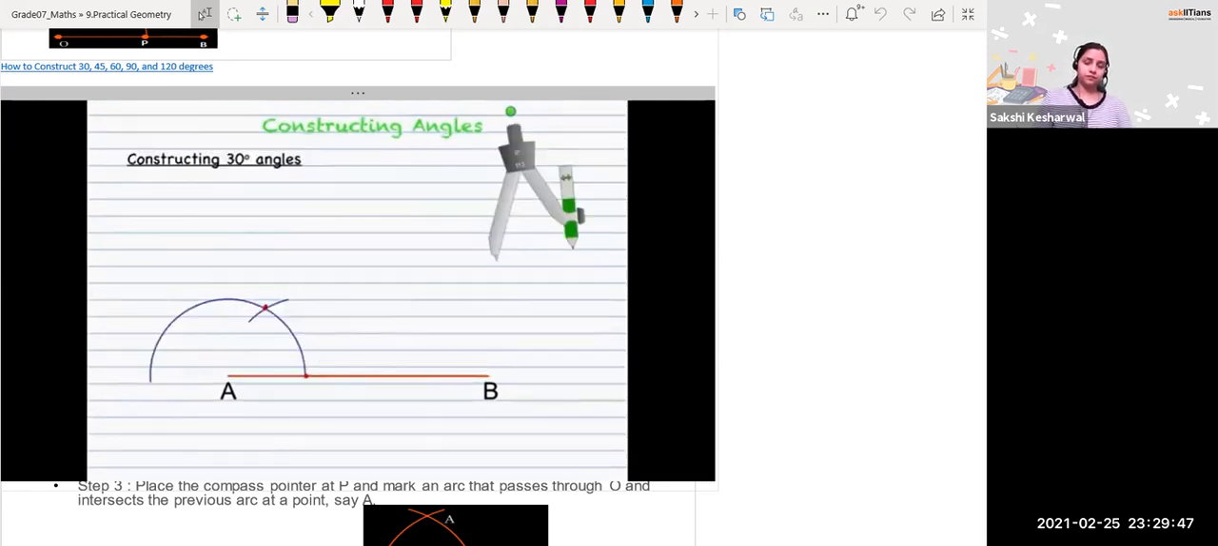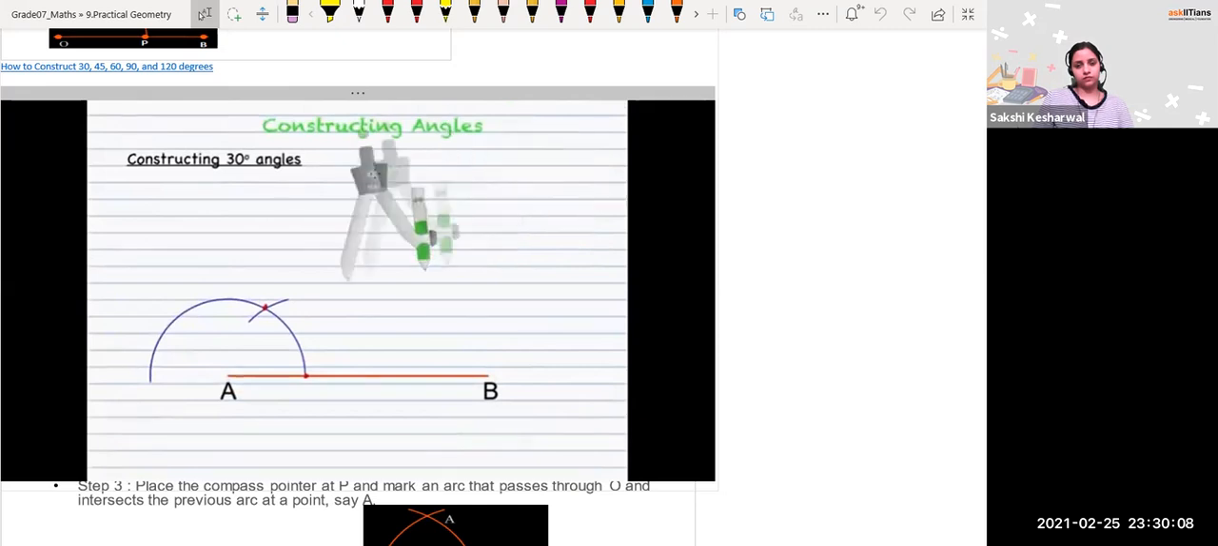Alright, so now that we know how to bisect an angle, let's move on to the construction of the 30-degree angle. Now, a 30-degree angle is just a half of 60 degrees. So if I can bisect a 60-degree angle, then I would have created the 30-degree angle. So assume that I already have a 60-degree angle.